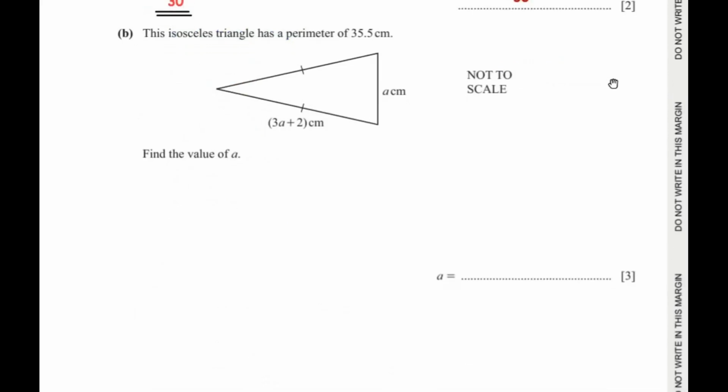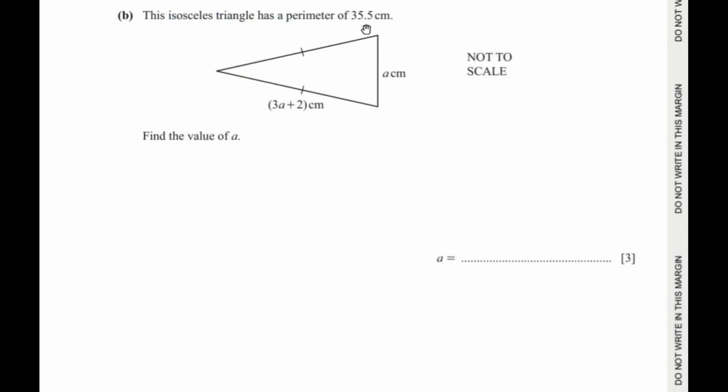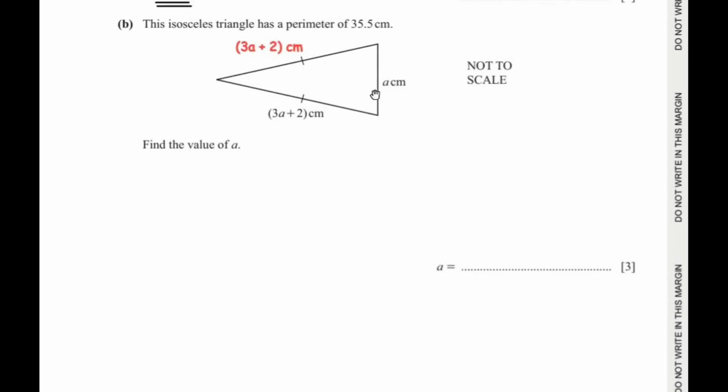Now the next one: this isosceles triangle has a perimeter of 35.5 centimeters. Find the value of a. Now we can see that a triangle is given, and it is an isosceles triangle, and we can see that two sides are marked. So if this side is 3a plus 2, then this side is also going to be 3a plus 2. And the third side of the triangle is given as a centimeters.